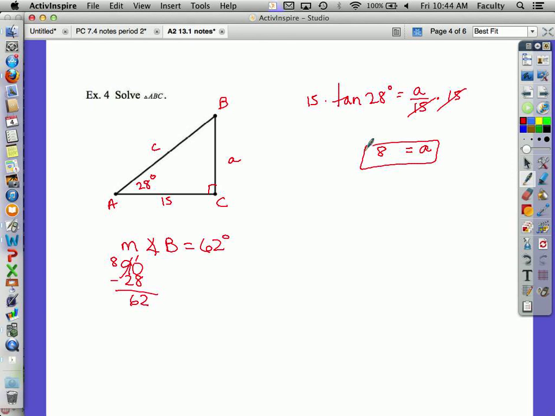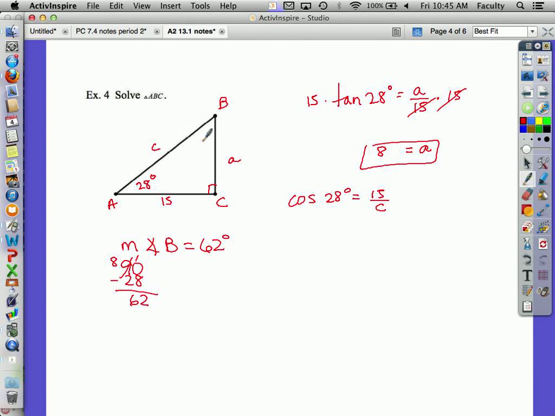Something else I want to mention is that a is now a rounded answer. When you continue to do work, you want to do your best to use the given information. I would rather use the 15, because if I use a rounded answer and then round again, I get further and further away from accurate answers. So we're going to stay away from using a because I can. Now, if I want to find c, from 28 degrees I have the adjacent and the hypotenuse. What trig function is that? Cosine. That's cosine 28 degrees equals 15 over c.